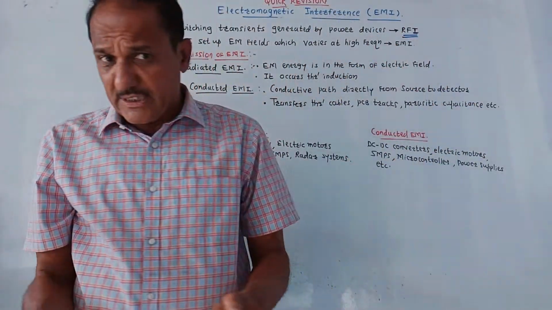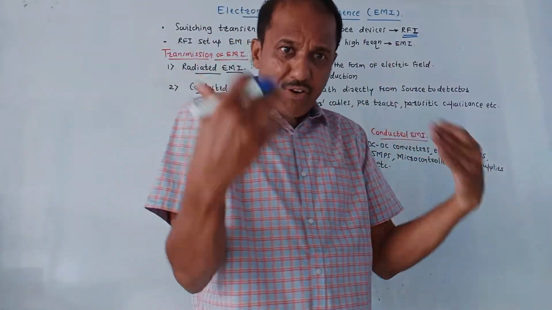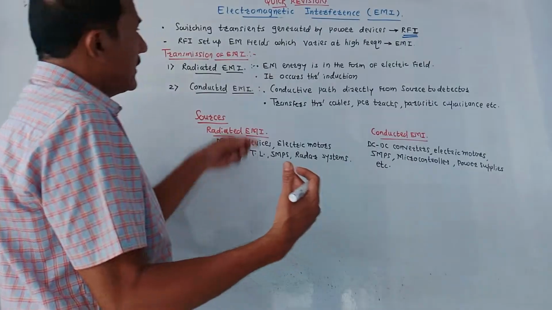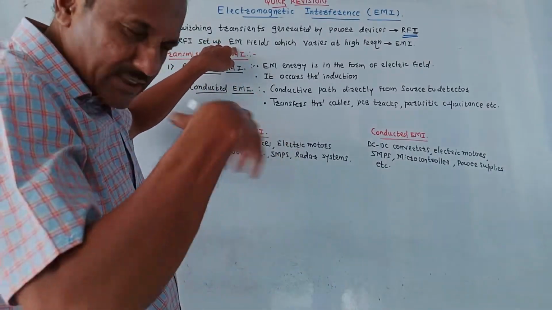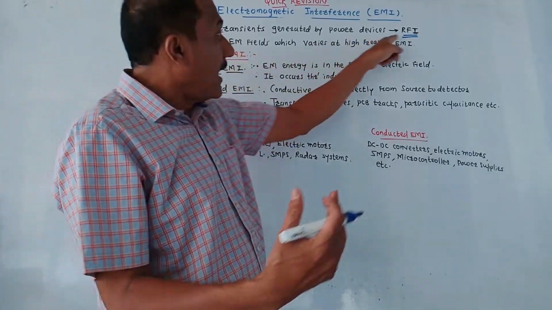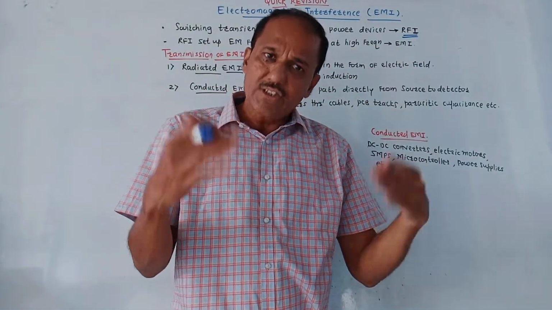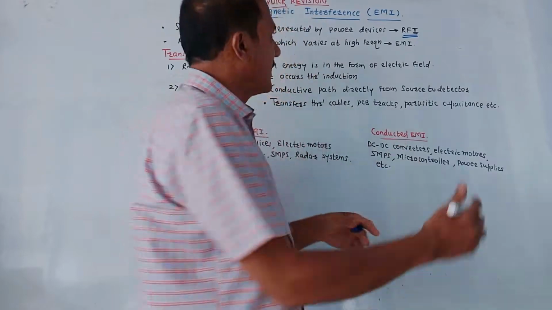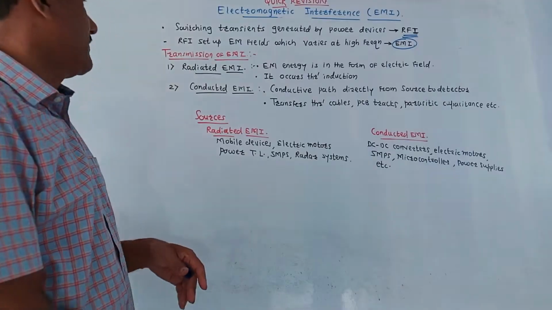This radio frequency interference creates an electromagnetic field. So the EM field, that is the electromagnetic field, is created by RFI, that is radio frequency interference, and this field varies or changes with respect to frequency, which is called EMI, that is electromagnetic interference.